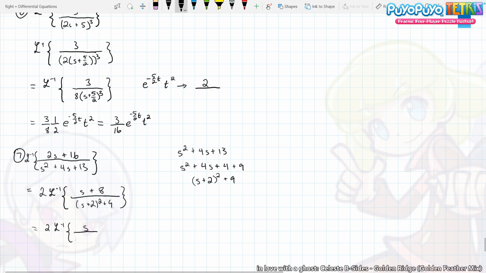Do I have to use that stupid method of partial fractions thing here? Oh wait! S plus 2 plus 6. Can you do it like that?